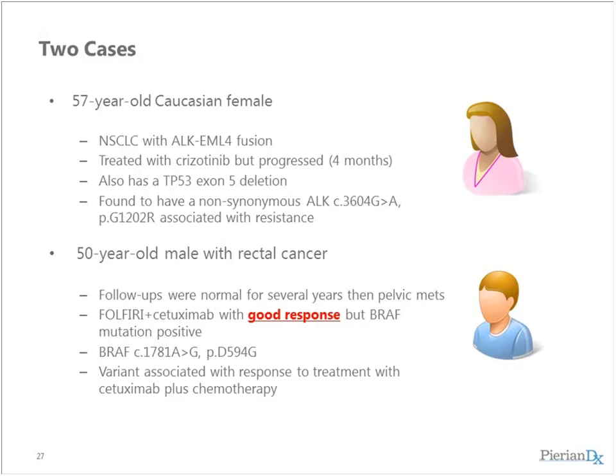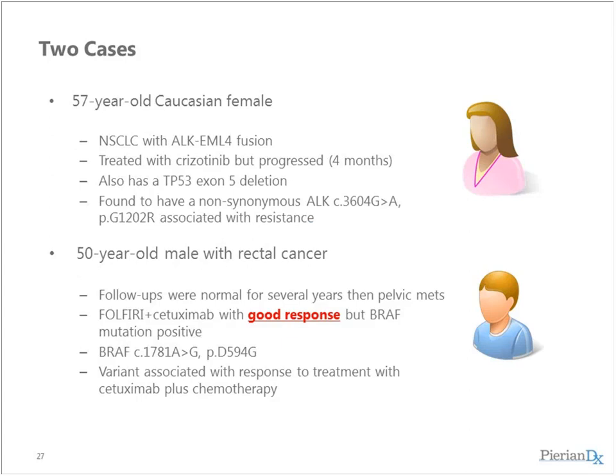So let me just show you two cases that we had recently. One was a 57-year-old female that had non-small cell lung cancer with an ALK-EML4 fusion that made her eligible for treatment with crizotinib. And after 4 months, the disease progressed, and as we sequenced her, we noticed that the tumor had a P53 mutation that was associated with a really poor prognosis. But in addition to that, she also had a non-synonymous point mutation in the ALK gene that's associated with resistance to all of the ALK inhibitors. And there's only one publication of this in the literature that we could find at the time anyway.